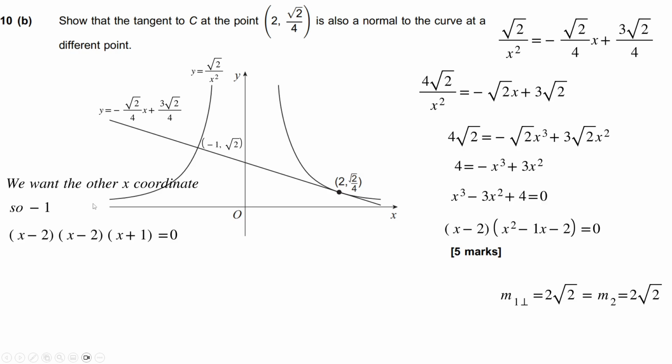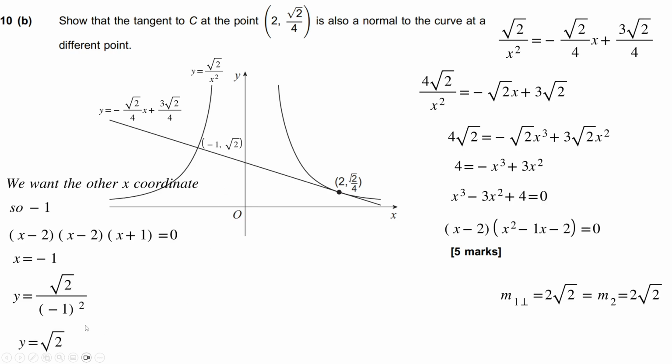Okay, we want the other x coordinates. We don't want this positive 2 because we've already got it. So we need to look at x equals minus 1. So this must equal minus 1. And then the y coordinate is just when we plug in minus 1 into here. Okay, so it's going to be minus root 2. No, sorry, it's going to be positive root 2 because minus 1 squared is just positive. So the y coordinate is just root 2.